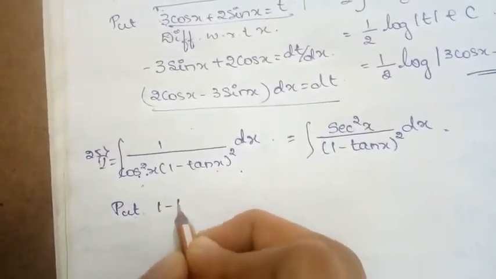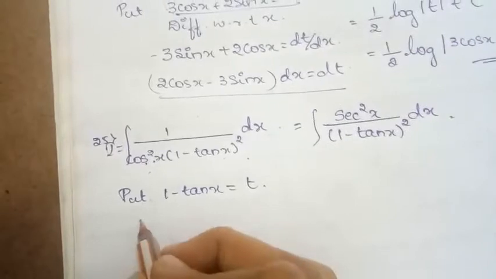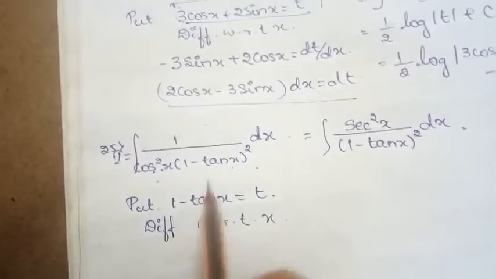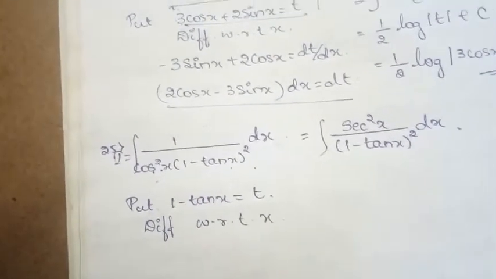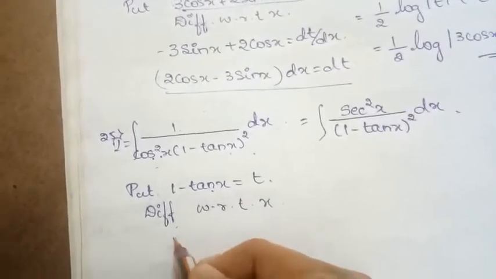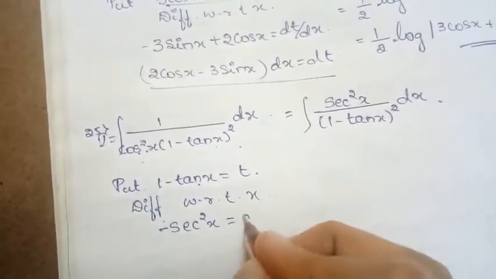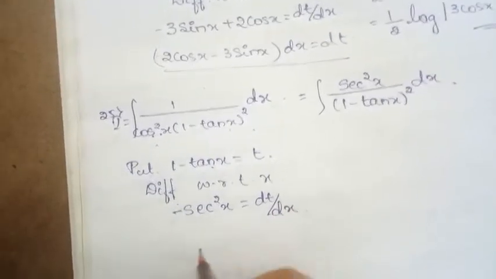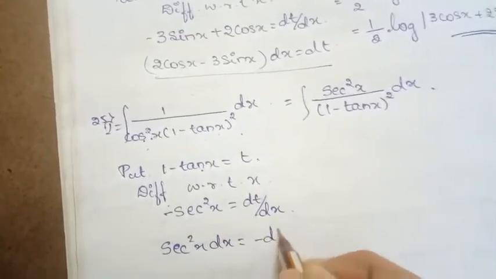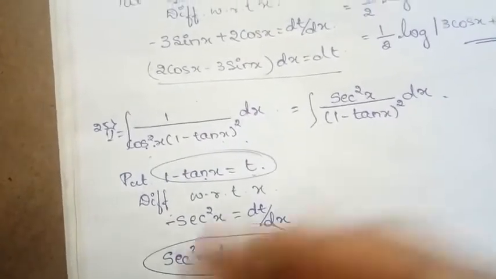So what I will do, I will put 1 minus tan x equal to t. Then I will differentiate this with respect to x. Differentiation of 1 with respect to x is 0, differentiation of tan with respect to x is secant square x, and the minus is carried out, so minus secant square x is equal to dt by dx. So it becomes secant square x into dx is equal to minus dt.